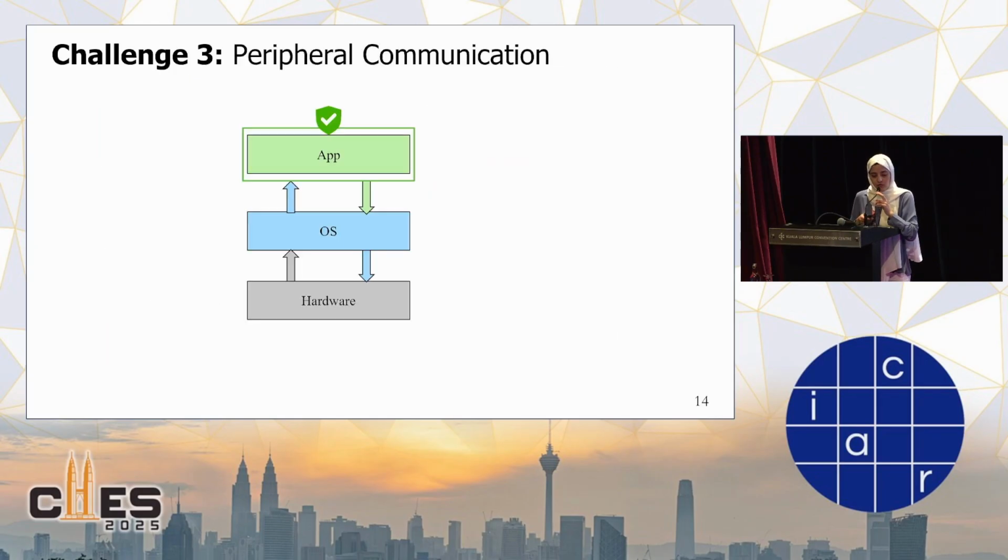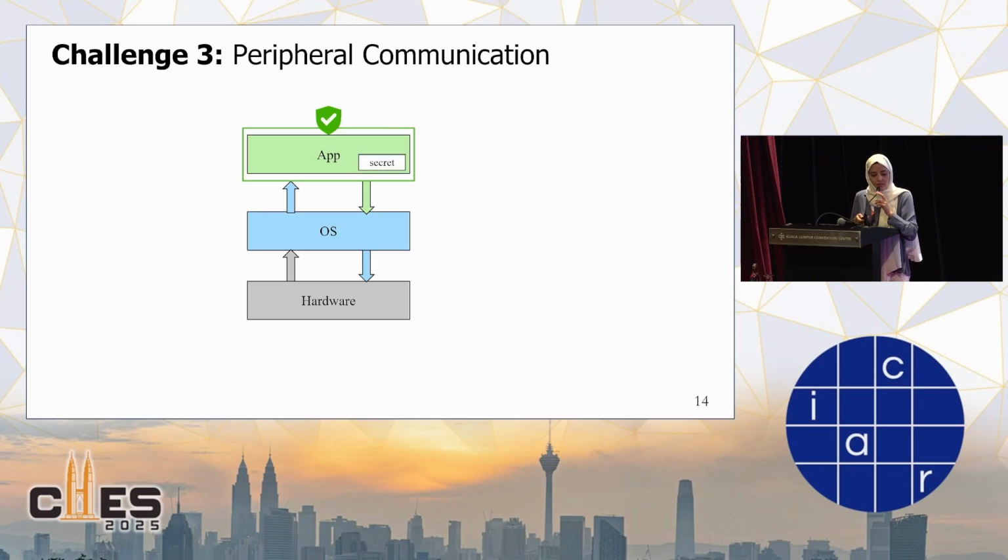One more challenge with executing applications in TEs is the peripheral communication. In order to interact with the device, the application data has to leave the enclave. And most of the existing TEs rely on the operating system for doing so. And this goes against the threat model of TEs because the operating systems are supposed to be untrusted. But those TEs share this data with the operating system to finally share it with the device.